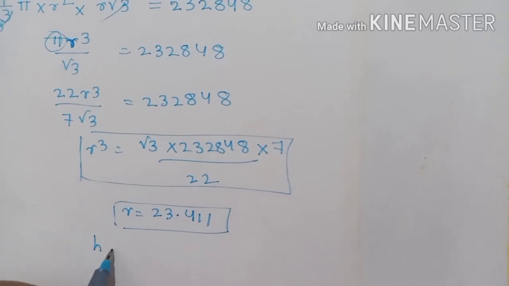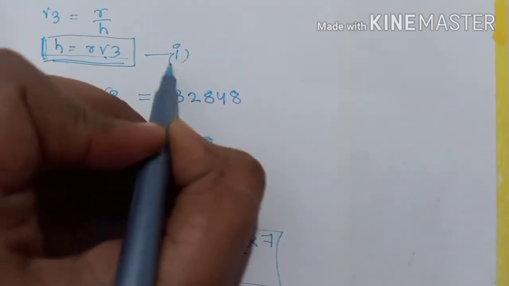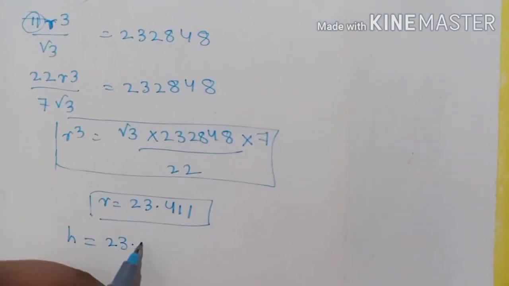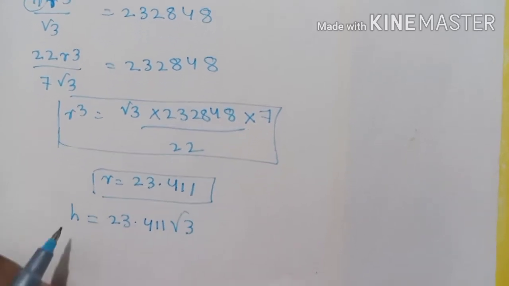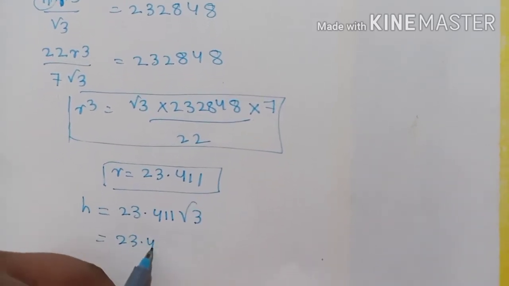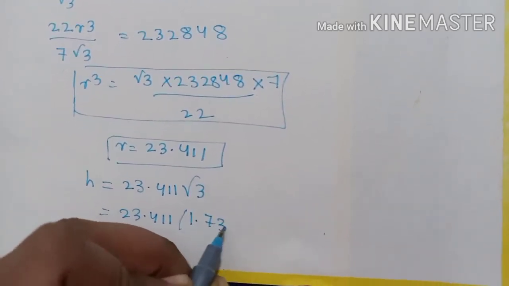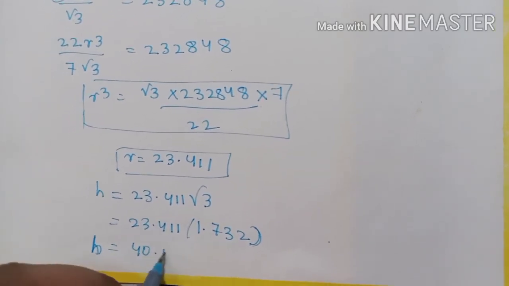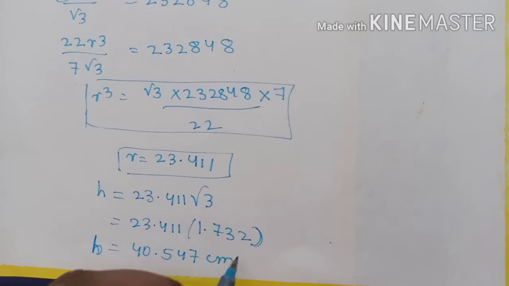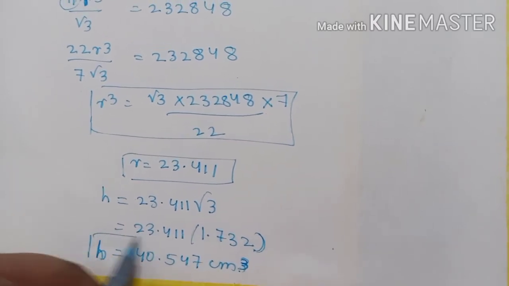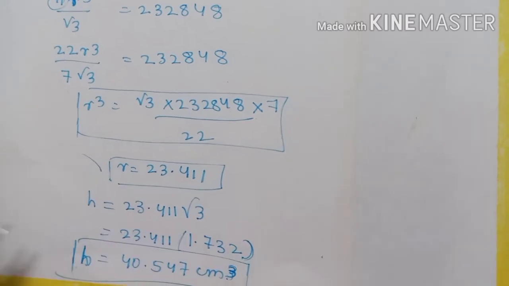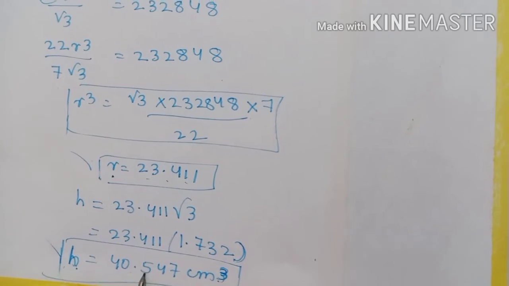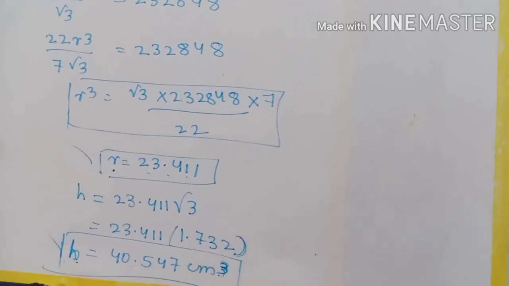Now we know the height. Let us consider this as equation first: h is equal to r root 3. So the r value is 23.411 times root 3. We know the root 3 value is roughly 1.732. Calculating this, we get 40.547 centimeter. Don't forget to mention the units, and this is the height. So we have finally obtained the base and the height. Now write the conclusion: the base is 23.411 and the height is 40.547 centimeter, and this is the solution.